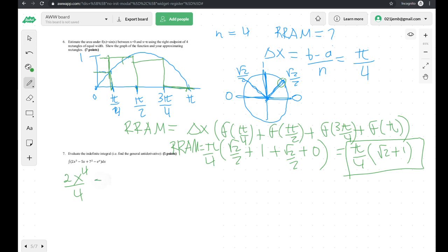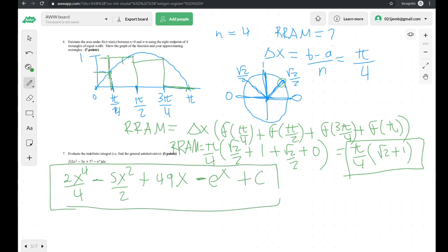And then we have minus 5 times x squared divided by 2. The integral of 7 squared is going to be plus 49x. And then we have minus e to the x, and then plus c, the constant of integration, which you should not forget. Over here you can simplify: that's going to be x to the 4th over 2 minus 5x squared over 2, and then plus 49x minus e to the x plus c.